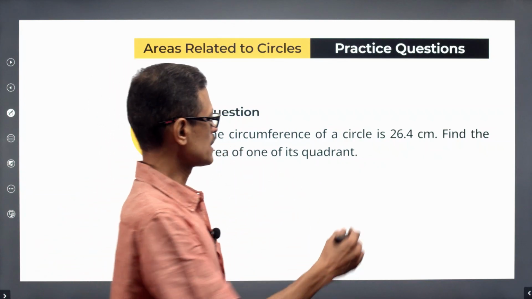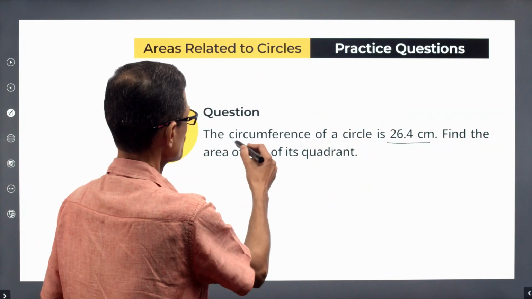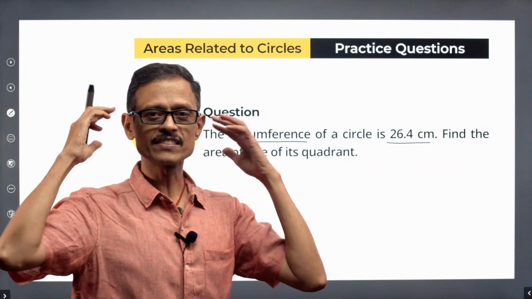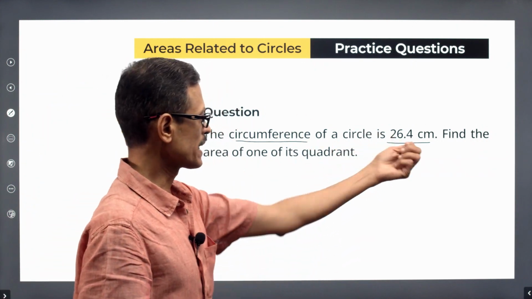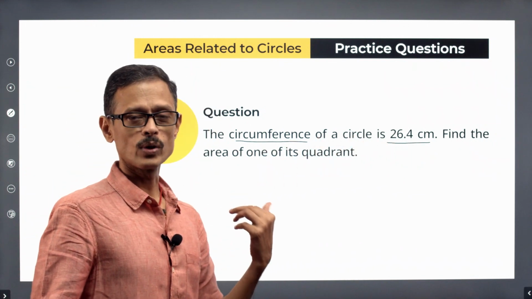The circumference of a circle is 26.4 centimeters. Don't go into autopilot mode and read it as the radius of the circle is 26.4. Here the circumference is what is given to us. What do we have to find out? We need to find out the area of one of its quadrants.